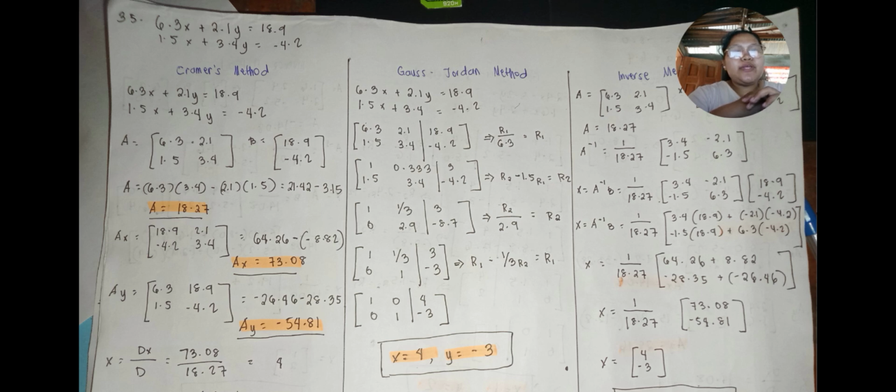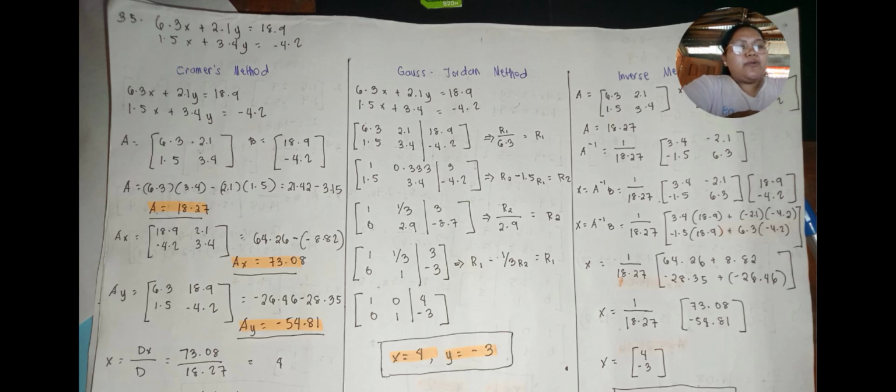6.3x plus 2.1y is equal to 18.9. 1.5x plus 3.4y is equal to negative 4.2. So, let us answer first the Cramer's method. 6.3x plus 2.1y is equal to 18.9. 1.5x plus 3.4y is equal to negative 4.2.